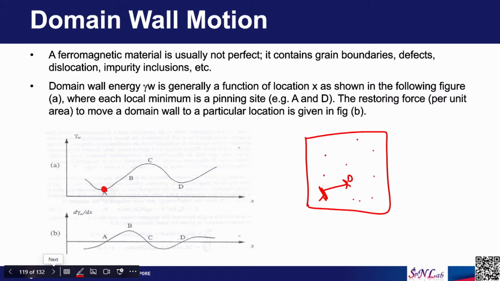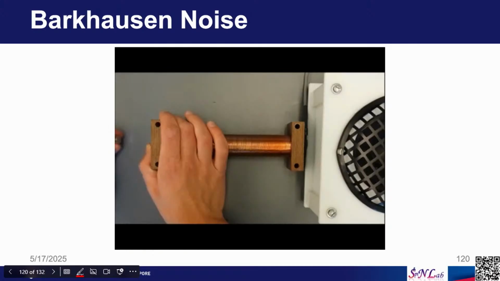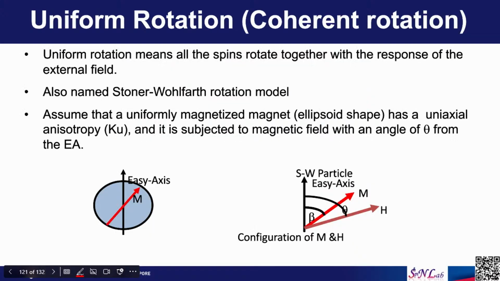So, some energy minima in the system will stop domain walls and we call them pinning sites. So, these are common features of domain wall motion. And if you have studied Barkhausen noise, this Barkhausen noise comes because the domain walls are getting stuck at many pinning sites and they get released and so on. Okay.